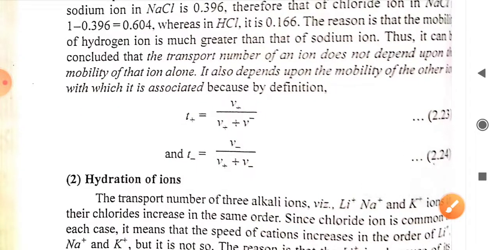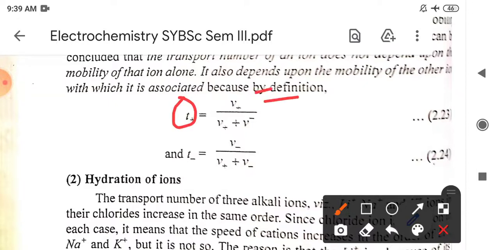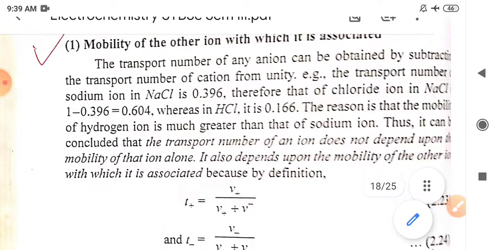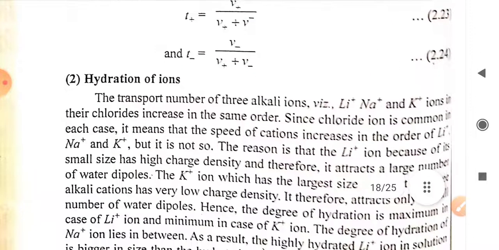So the transport number depends upon the mobility of the ion itself. If we consider the H plus ion, its mobility depends upon the velocity of that particular ion. But along with that, the transport number also depends upon the mobility of the anion with which it is associated. So if we consider H plus, then we have to consider the mobility of Cl minus also. So this is one factor, the mobility of the other ion with which it is associated. Now the second factor is what?